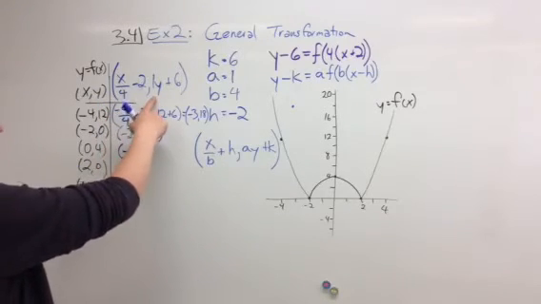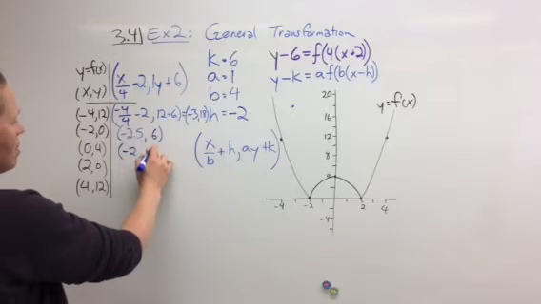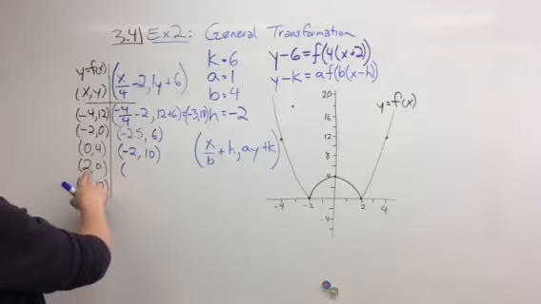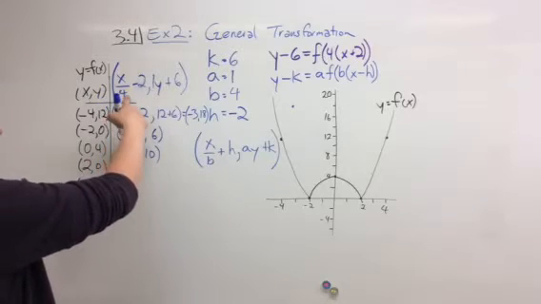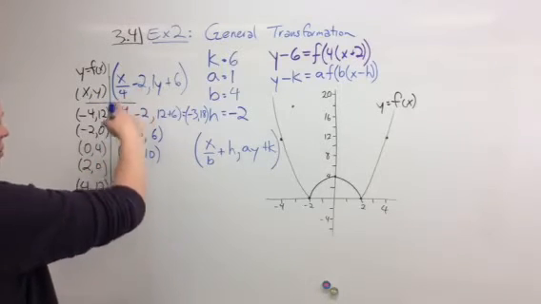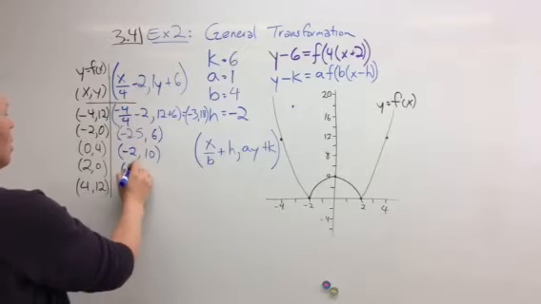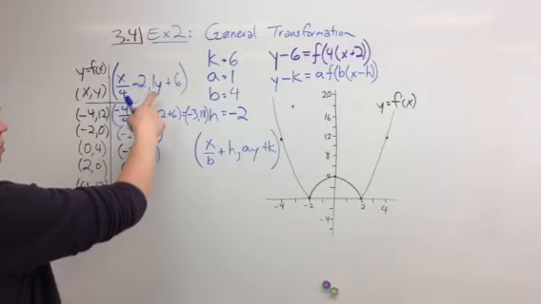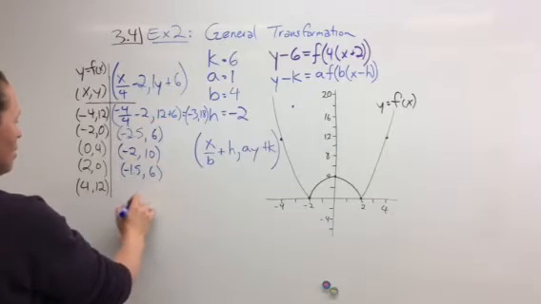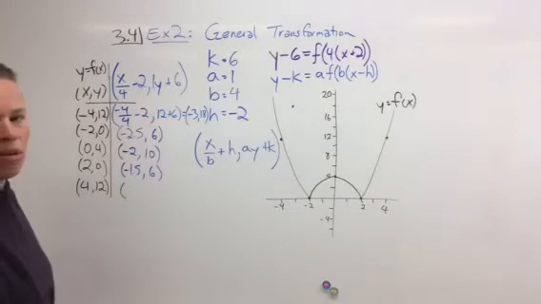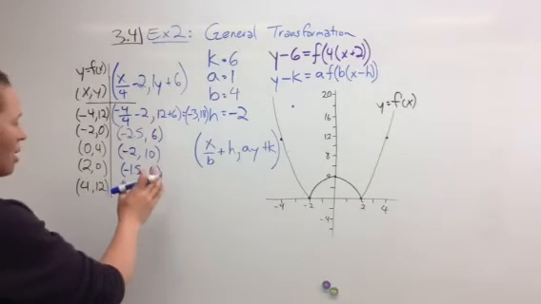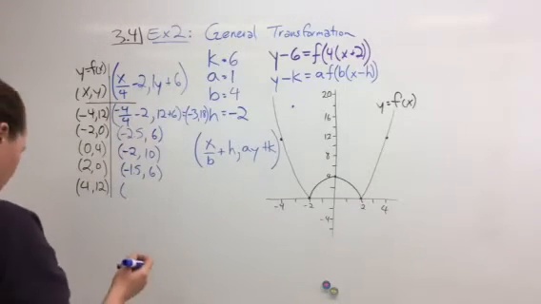4 times 1 is 4. Plus 6 is 10. 2 divided by 4 is half. Minus 2. If I have a half, I subtract 2. I'm only down 1 and a half. And 0 plus 6 is 6 again. So you see each time I'm just plugging this coordinate into this formula and getting my new coordinate.